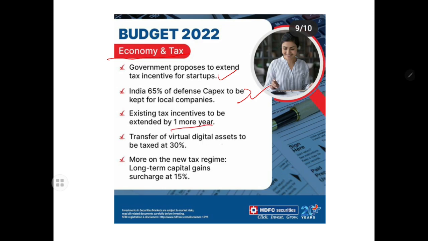Transfer of virtual digital assets to be taxed at 30%. More on new tax regime, and long-term capital gains to be taxed at 15%. Okay, this is for LTCG, which is for the stock market.